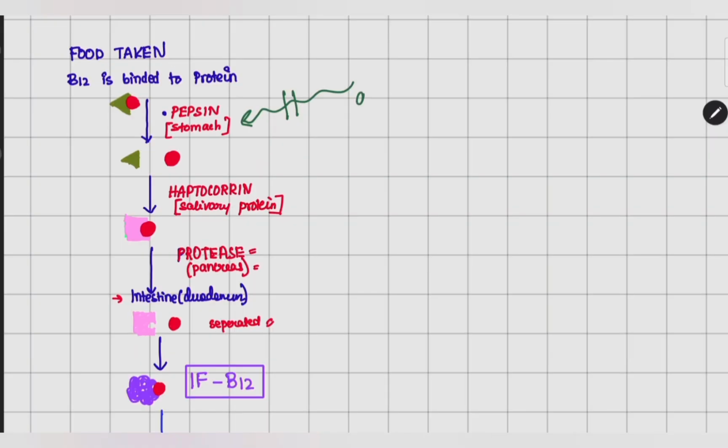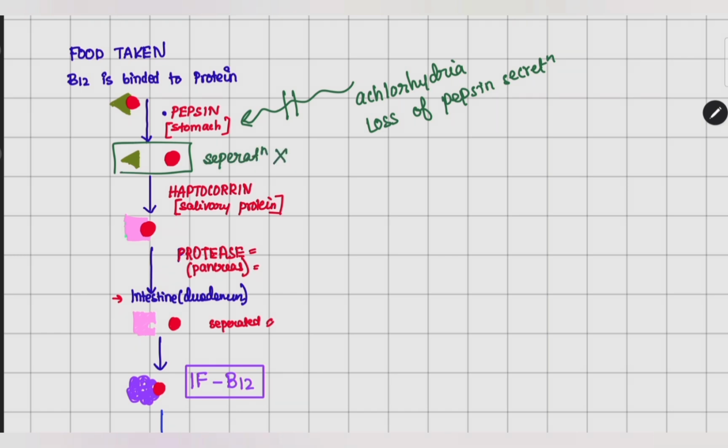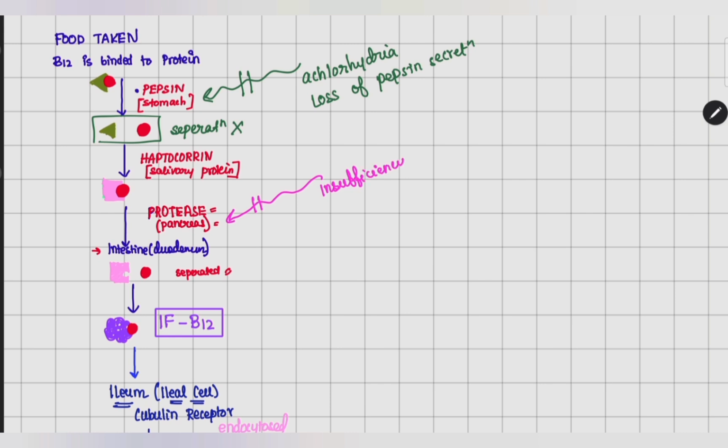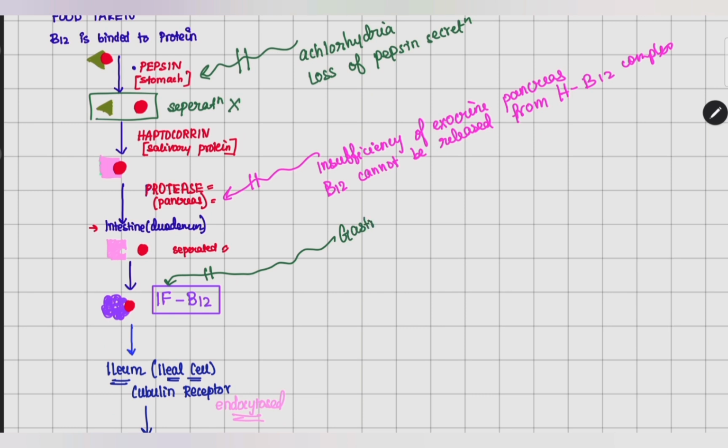For example, if there is decrease in the HCl production, then pepsin secretion will also decrease, and therefore separation of B12 from the bound protein will not happen. Also, there can be insufficiency of exocrine pancreas, so B12 cannot be released from the haptocorrin-B12 complex. Then if there is gastrectomy, then intrinsic factor can be lost.